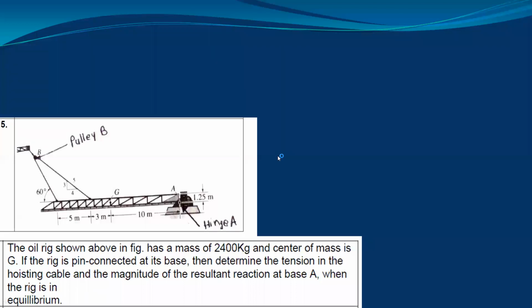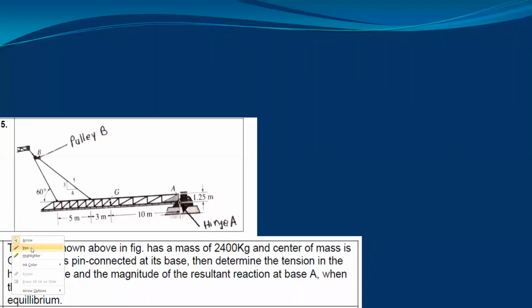Okay, so refer to this problem, which is the fifth problem in the assignment. So what is given in this problem? The oil rig, which is shown above, has mass 2400 kg and center of mass G. Okay, so this is the center of gravity.